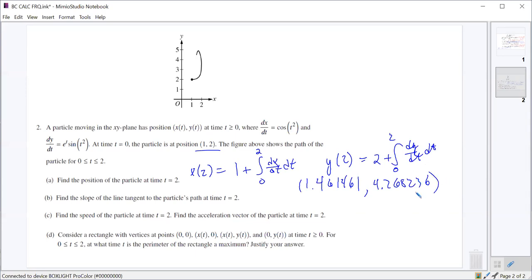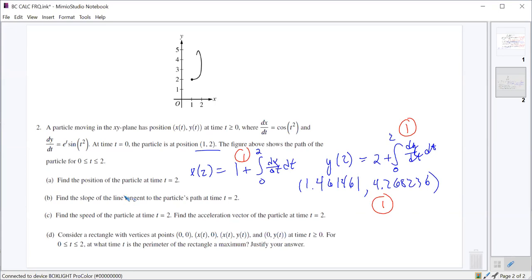Good with part A? Good. All right, 3 points for that. 1 point for the correct integrals, 1 point for using the initial conditions, and 1 point for the final answer of the position.